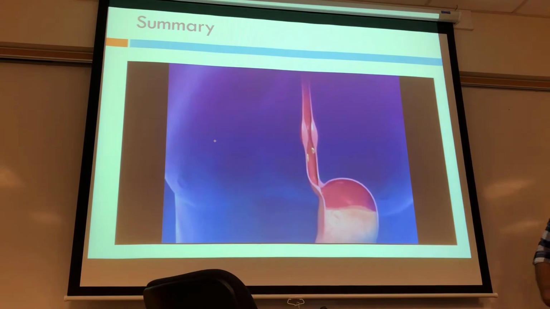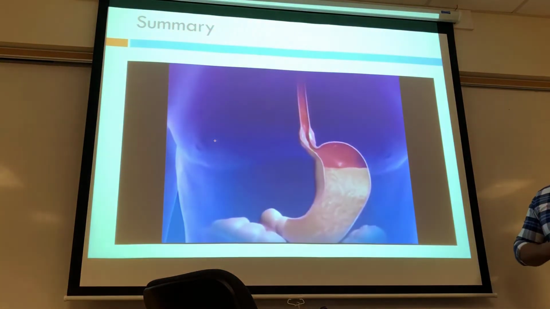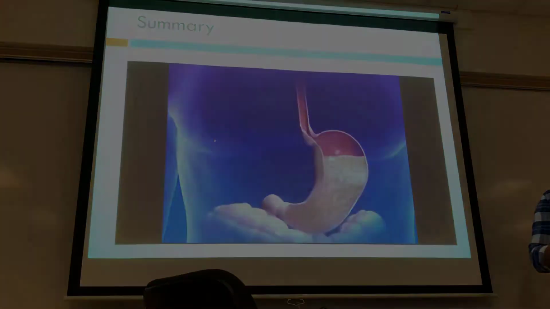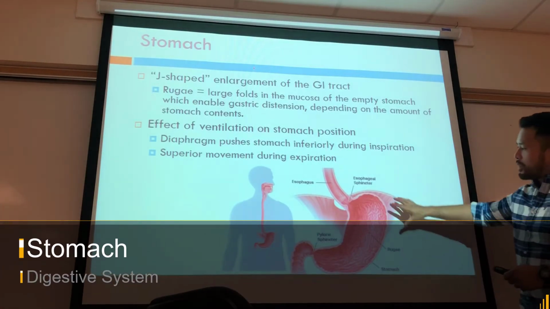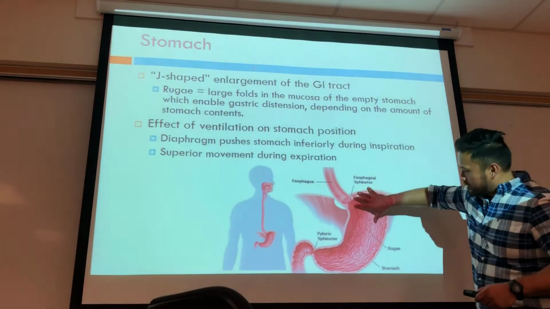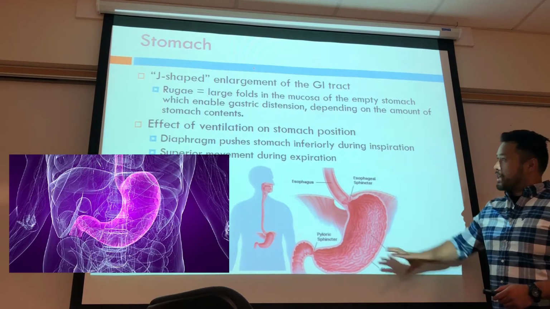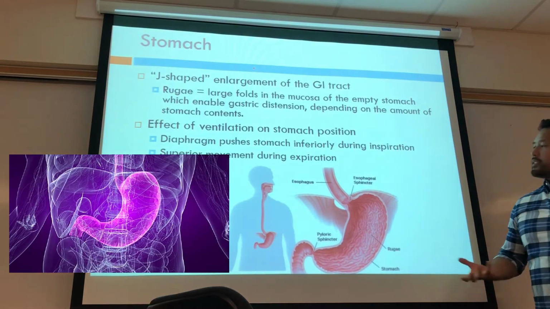As I mentioned earlier, it takes about 4 to 5 seconds for food to make its way through, depending on how dry something is. When we look at the shape of the stomach itself, it's J-shaped, simply because it's the shape of a J. Let's talk about the function of the stomach. What exactly is the stomach for?